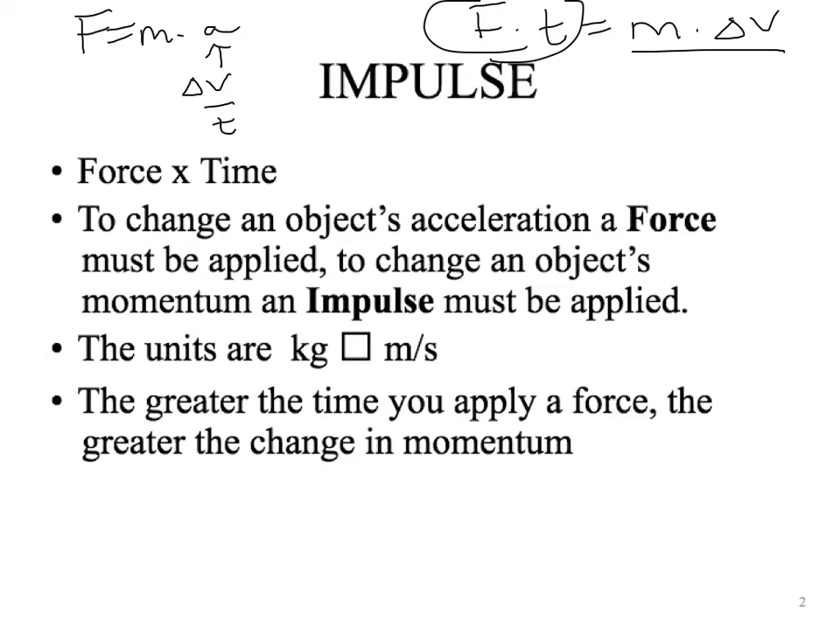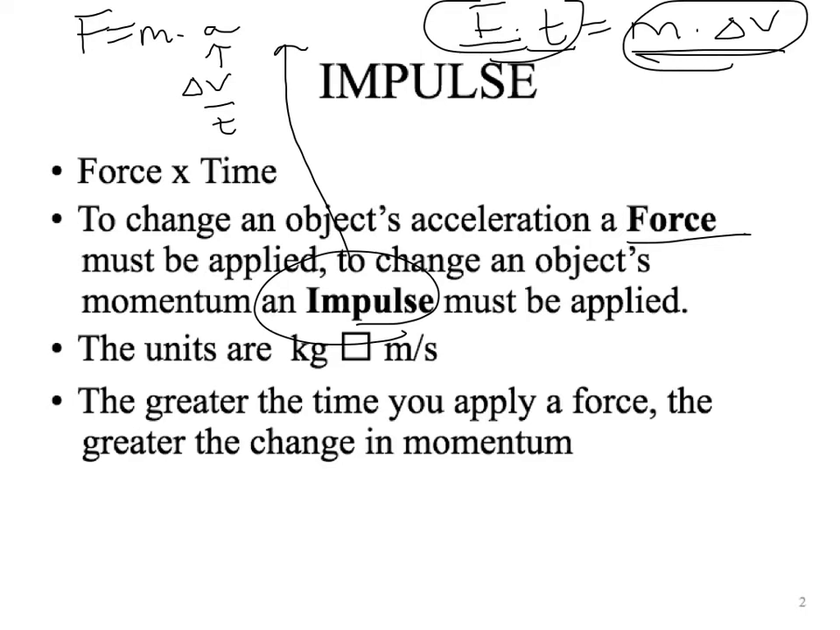So if you remember, force is equal to mass times acceleration. If I want to accelerate something, I have to apply a force. More specifically, in the same sense, to get an object's momentum to change, I'm going to apply an impulse, and this is a direct result of force is equal to mass times acceleration. Really what's happening is the greater the time you apply a force, the greater the change in momentum. So I apply the force, I apply it over a long time, I change an object's momentum.